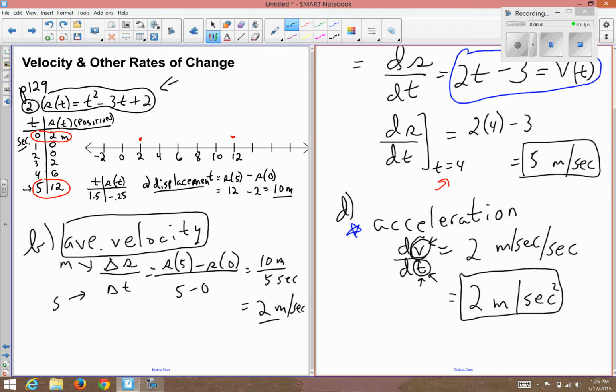Part E says, when does the particle change direction? So over here on the line where the particle is moving, it started out at 2 on the line, 2 meters at time 0. Eventually it ended up at 12. Well, when a particle is moving to the right, its velocity will be positive. And when a particle is moving to the left, the velocity is negative.